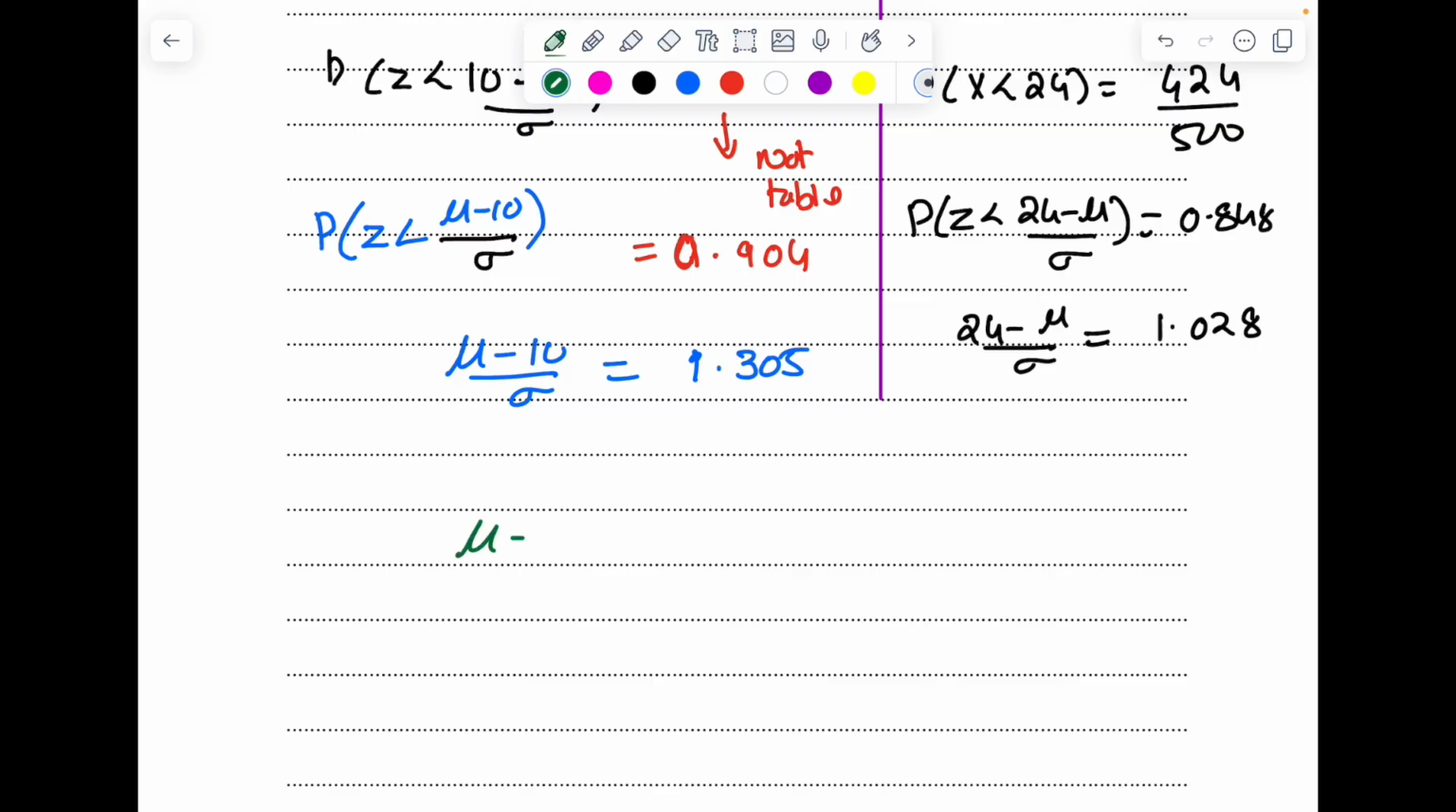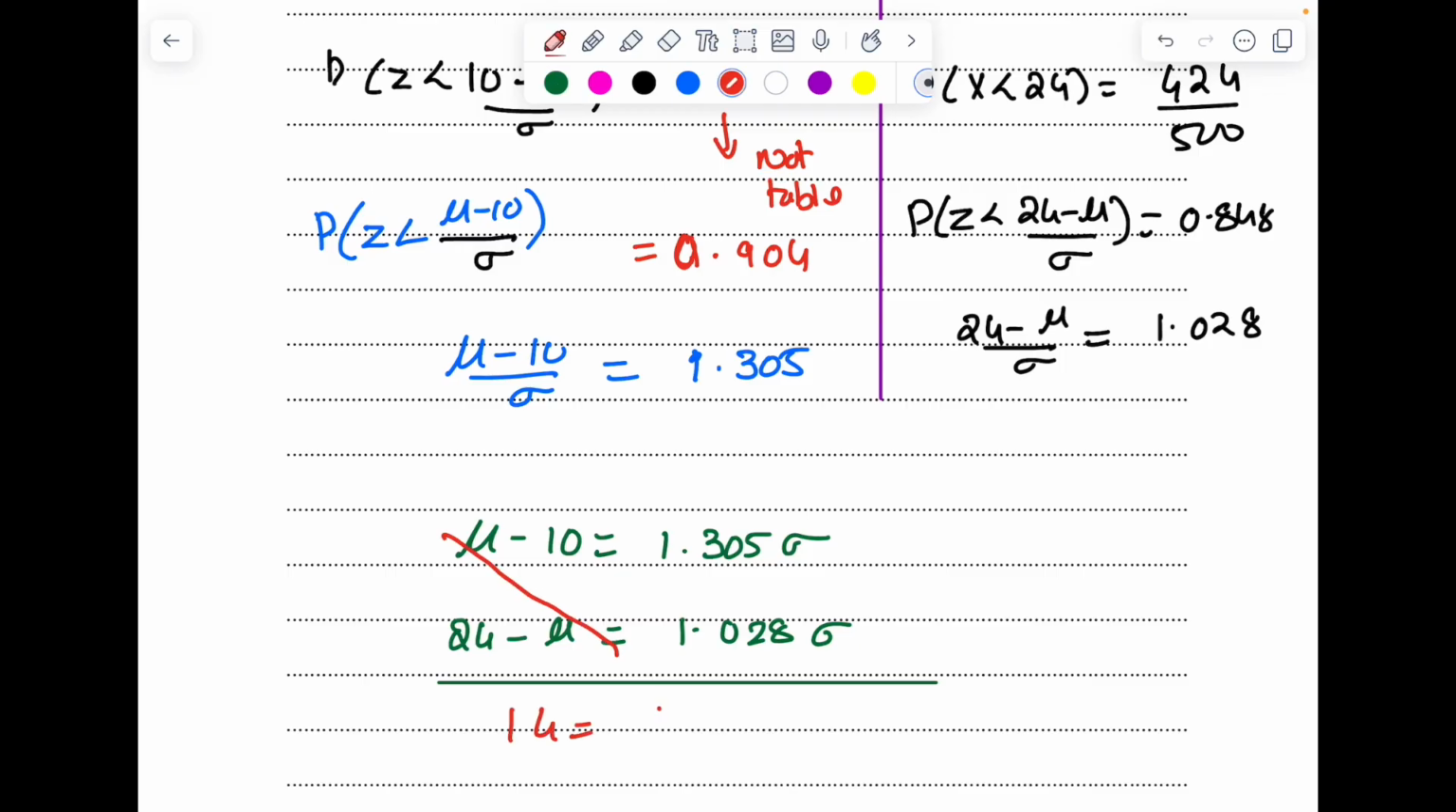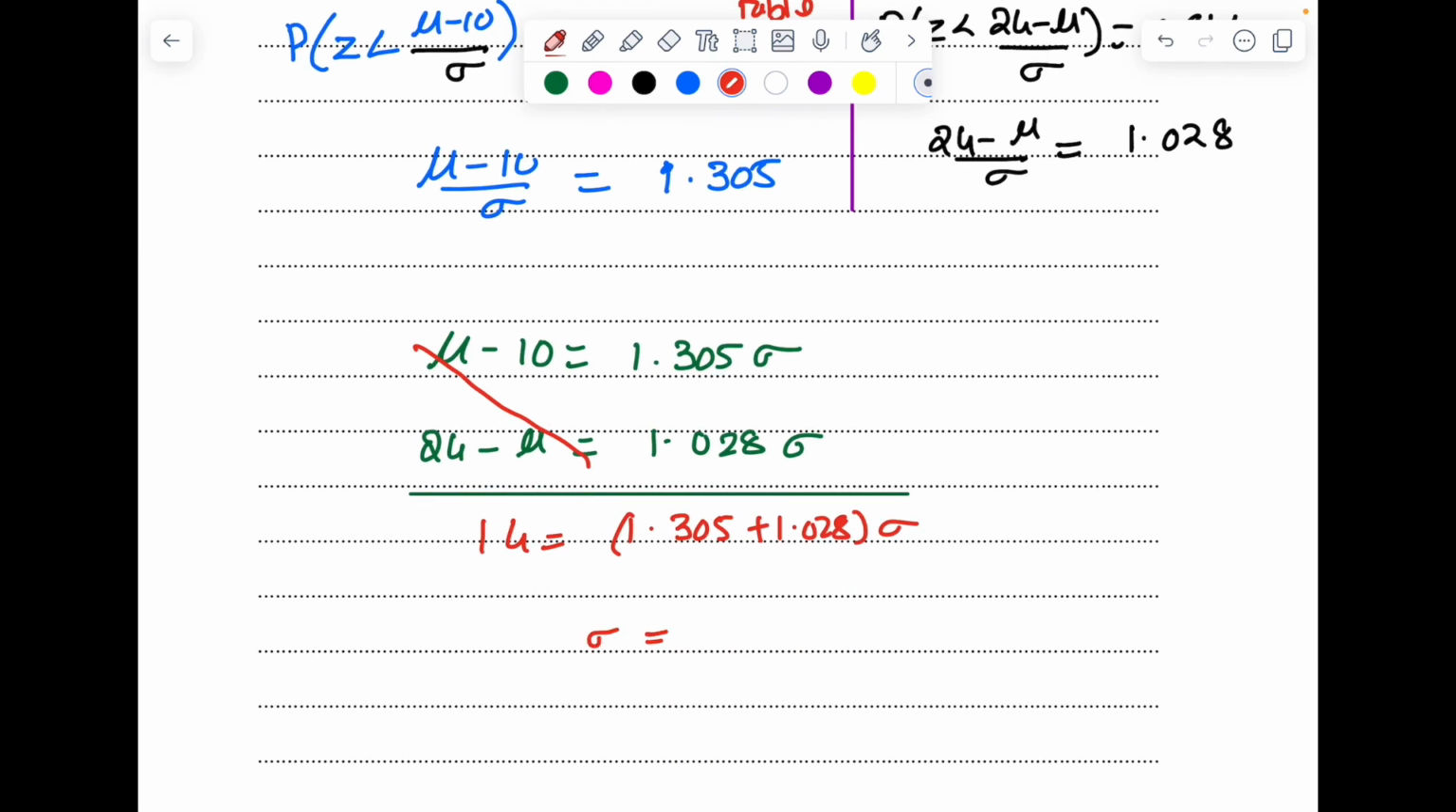Now, what do we get from here? The first equation is mu minus 10 equals 1.305 sigma, and another one is 24 minus mu equals 1.028 sigma. Then add both the equations. Mu gets cancelled. 14 equals (1.305 plus 1.028) sigma. From here, I get the value of sigma as 6. Plug in the sigma value in one of the equations. So mu minus 10 equals 1.305 times 6. This gives me mu value as 17.8.